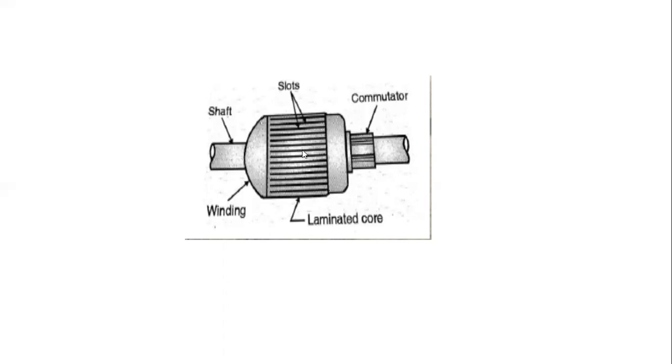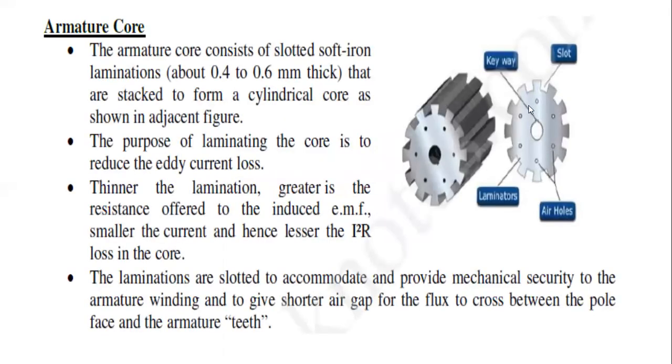Constructionally, the armature system has two parts: the armature slots or armature conductors, and the armature winding. This is the practical view of that armature core. In that armature core we have a number of slots, these are the slots and these are the holes. In those slots we are connecting the armature winding.